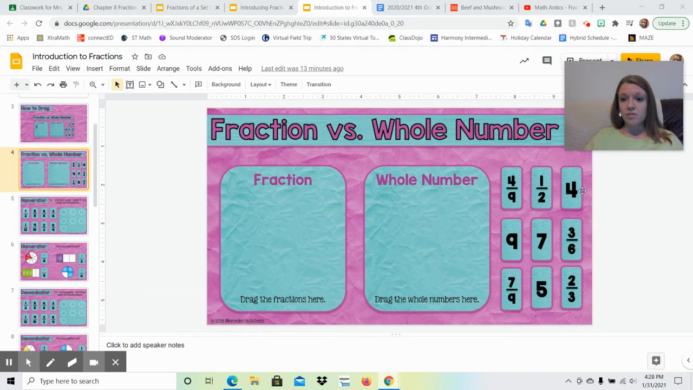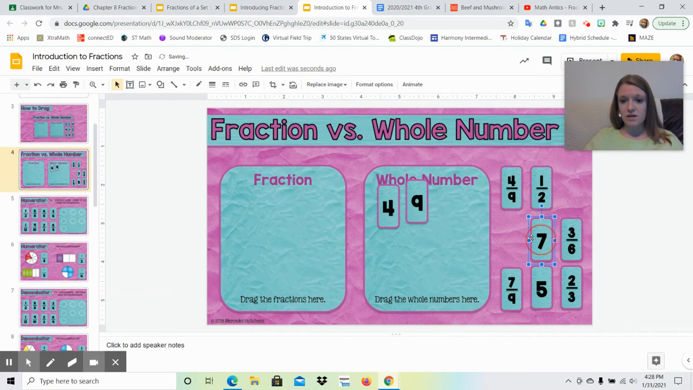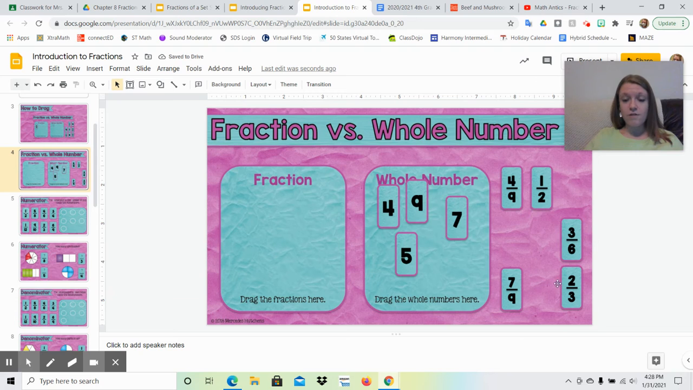So let's drag all of our whole numbers over here. I see a 4, 9, 7, and a 5. Okay, all the rest of these then are fractions because they have a part over a whole. This does not represent a whole amount. It represents part of a whole.